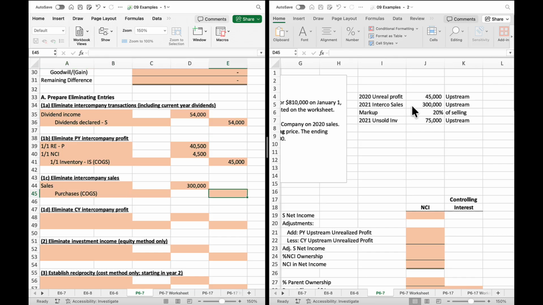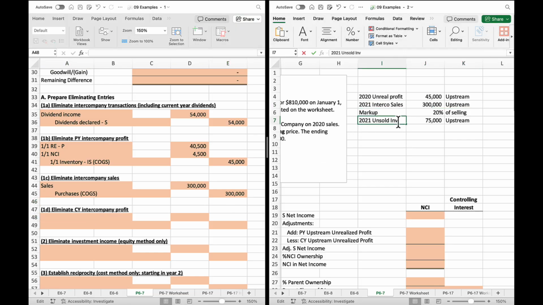And again, remember, this is part of that calculation of cost of goods sold on the face of our income statement. Now here, it doesn't matter whether this is upstream or downstream, because it doesn't matter who made the sales and who made the purchases. At this point, we've already added the sales of both companies together, and so we're just decreasing that combined amount by 300,000 to take out that intercompany transaction. Same thing with purchases.